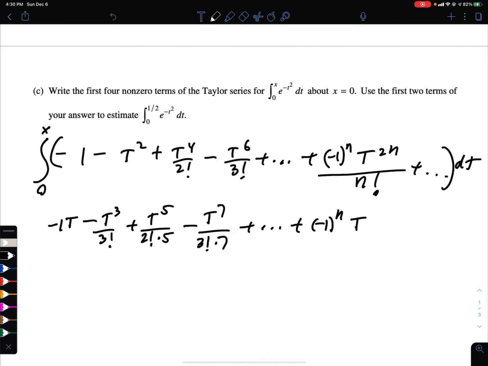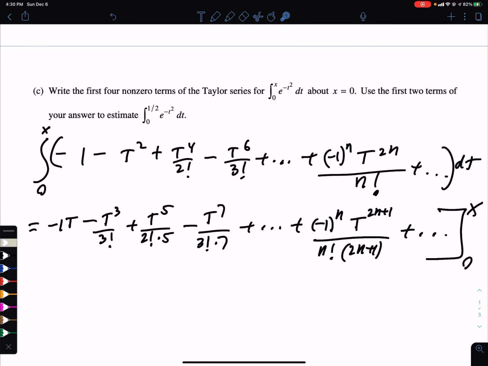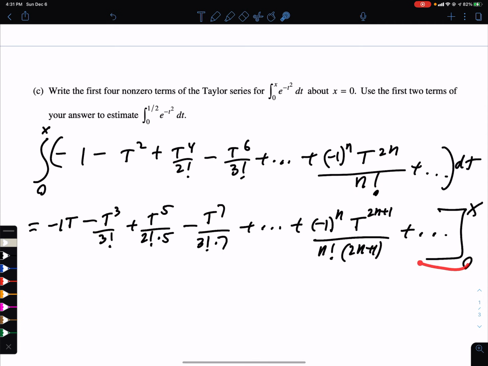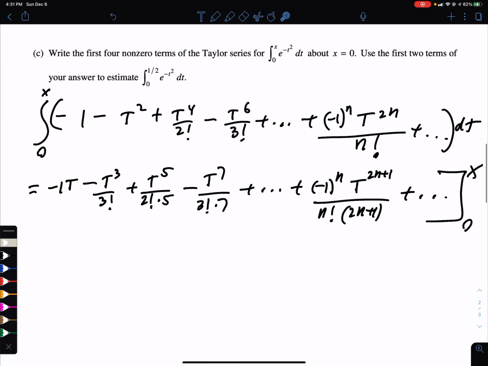Negative 1 to the n, t to the 2n plus 1 over n factorial times 2n plus 1, plus dot, dot, dot. And that's going to go from 0 to x. Now the next step, you're going to put x in for all the t's. Then you put 0 in for all the t's and subtract. But clearly when we put 0 in, you're going to get 0. So basically, you're just going to replace the t's with x's at this time.